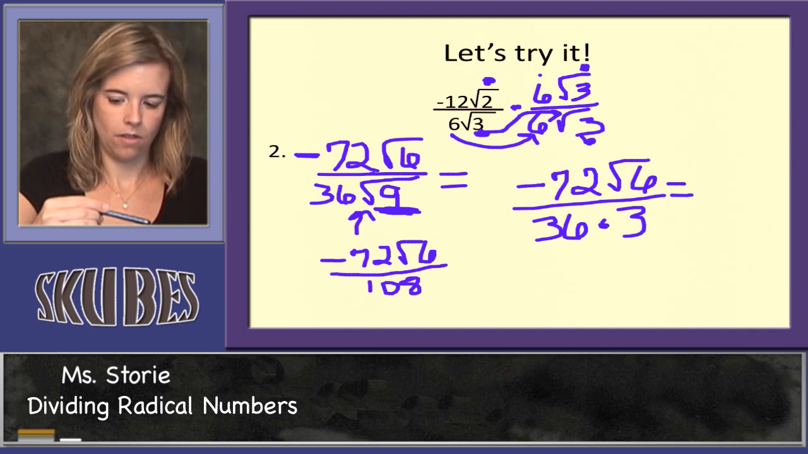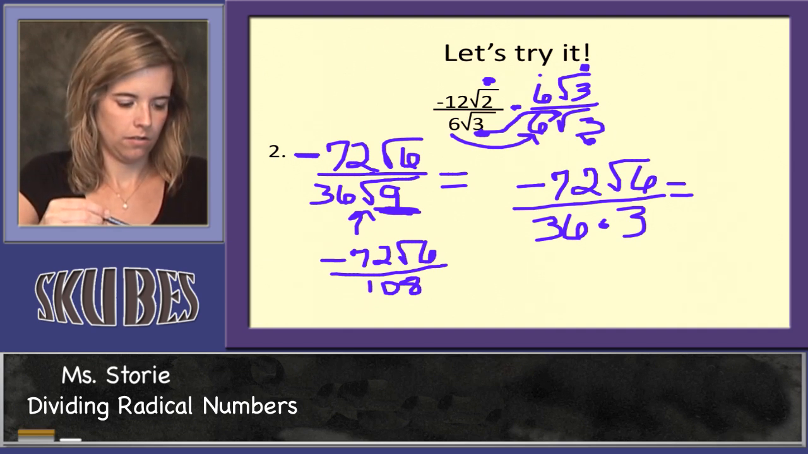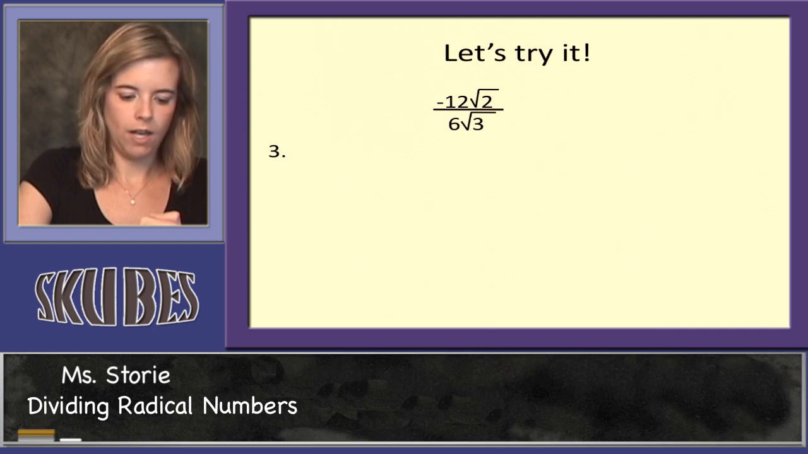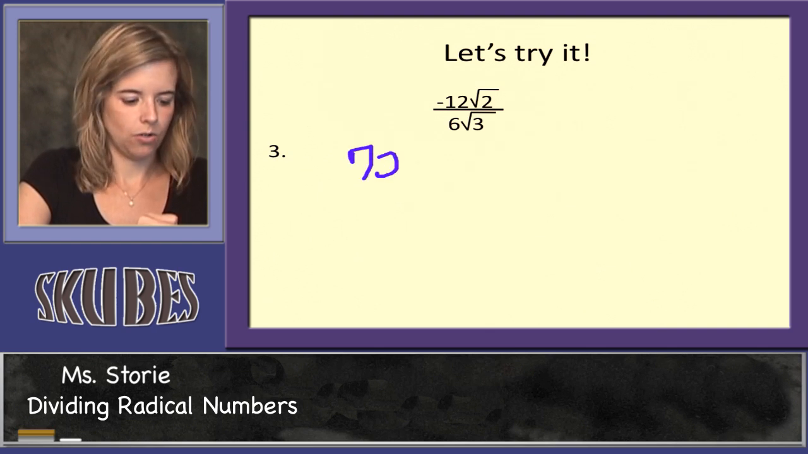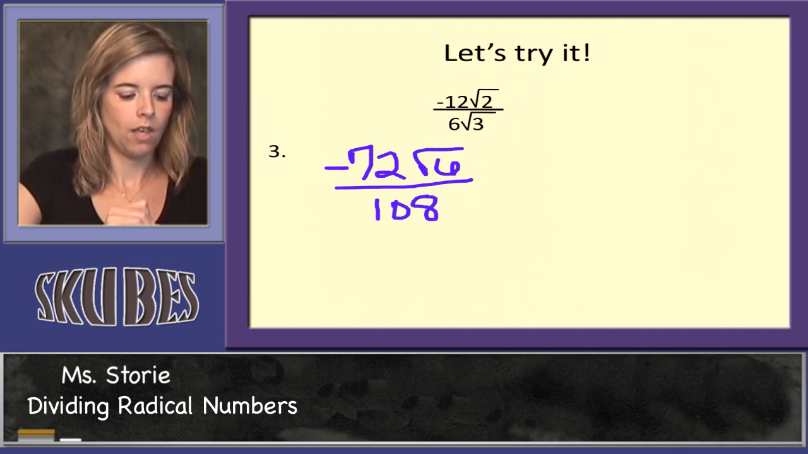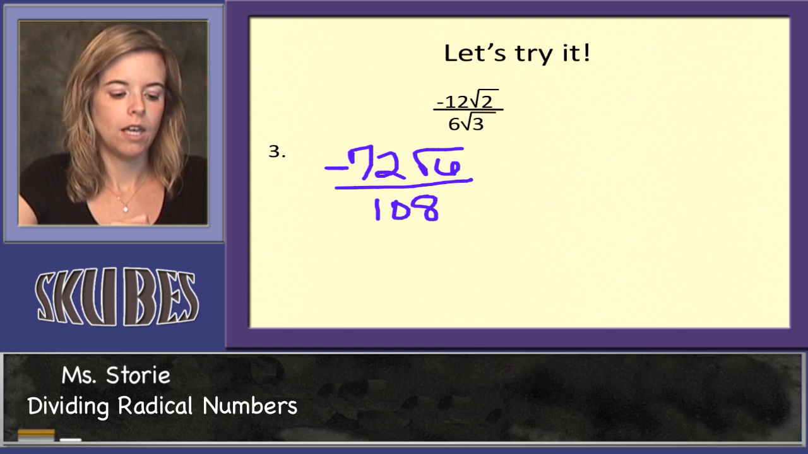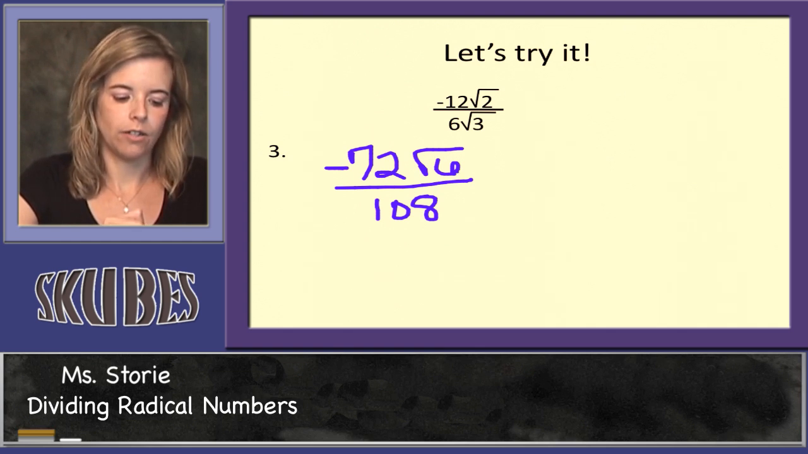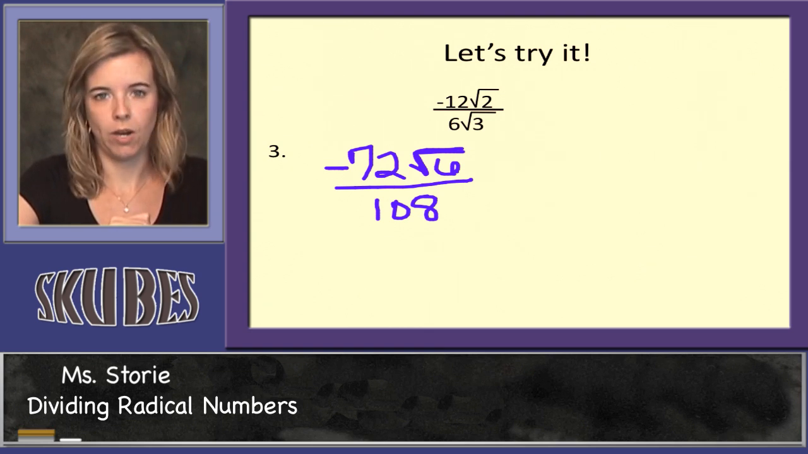Now, once we got that, we got negative 72 radical 6, and then on the bottom we had 108. We can simplify. You have to simplify radicals to radicals. There's only this one radical here, so you leave it alone. It's fully reduced because it's 2 times 3 and there's no pairs to take out.